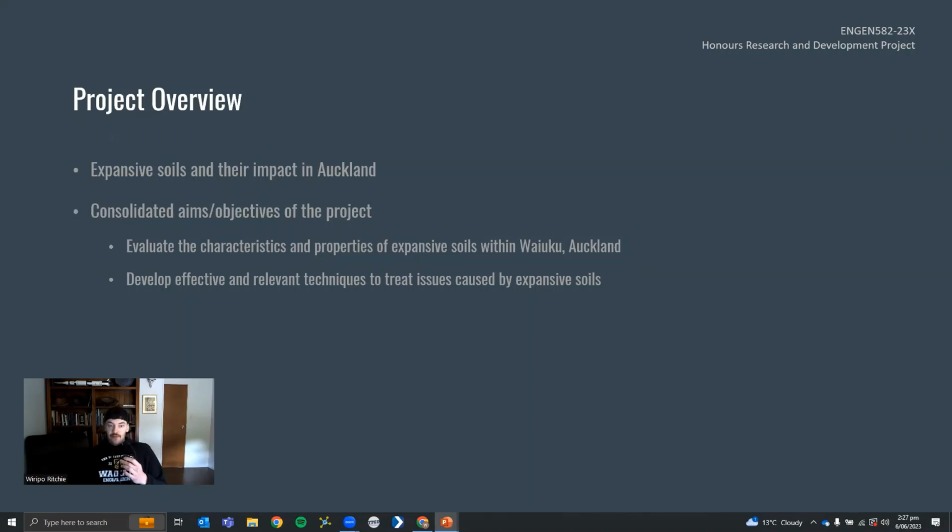This project aims to evaluate the properties and characteristics of these expansive soils that can be found within the Waikato region of Auckland, which then lays the basis for us to develop a relevant and effective technique to treat these issues caused by expansive soils. And the reason I say relevant is because the idea is to develop a technique that can be recommended and adopted by construction practices.